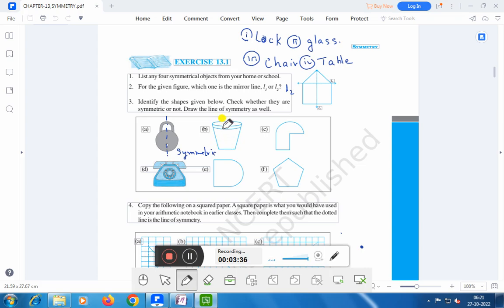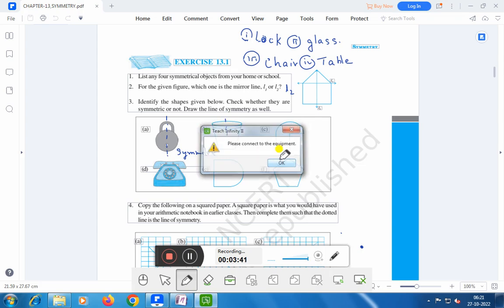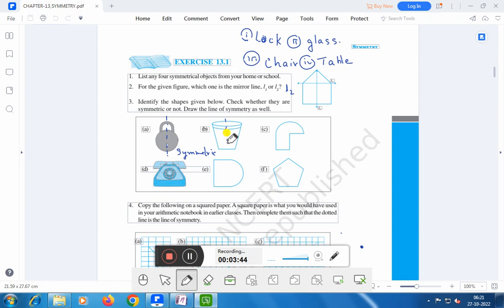Now question B, if we draw a vertical line like this, it is also symmetric, right? In case of C, it is not symmetric, right? We cannot draw a line which divides the figure into two equal halves. Therefore, it is not symmetric.